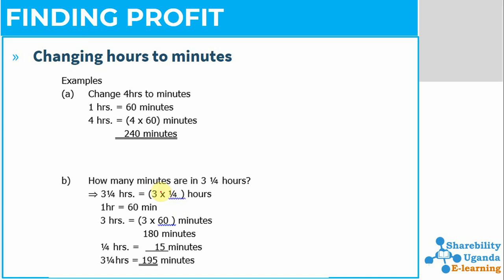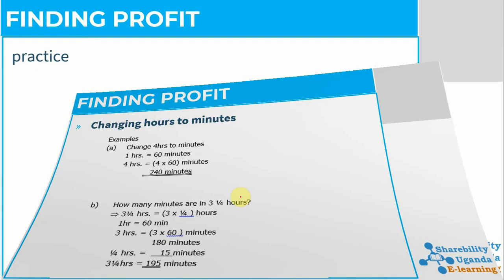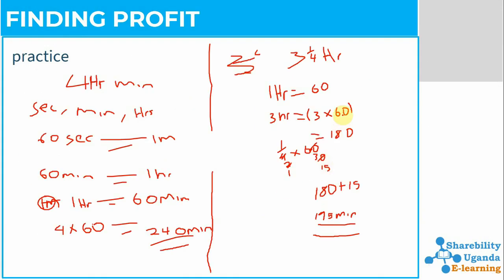However, the method they used: they say 3 times 1.5. They used the same method, where they were saying 1 hour is equal to 60 minutes, then the 3 hours will be 3 times 60, which is 180, the one we got, and a quarter is the same as 15, the one we were able to calculate.